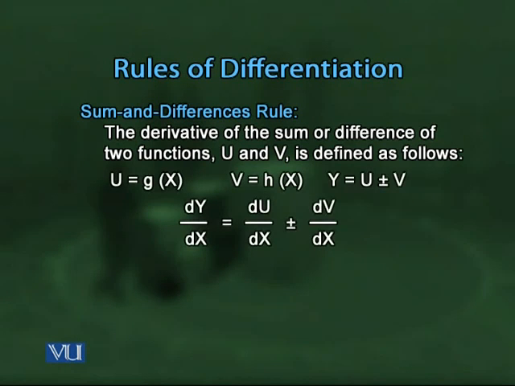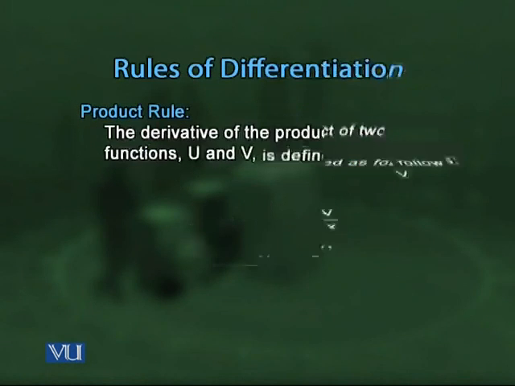y is equal to u plus or minus v, where u and v are differentiable functions of x. The derivative of this type of function can be expressed as dy by dx is equal to the derivative of the first function plus or minus the derivative of the second function.